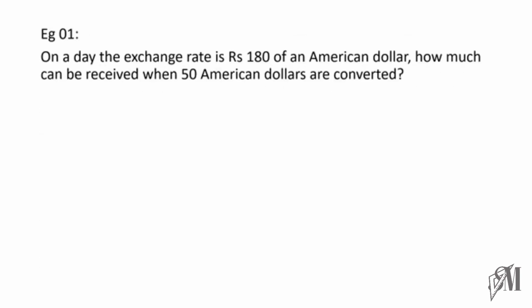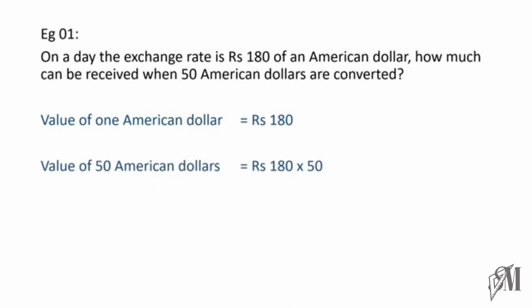Look at this example. On a day, the exchange rate is 180 rupees for an American dollar. How much can be received when 50 American dollars are converted? So, $1 is 180 rupees, $50. You can follow the unitary method. 1 American dollar is 180 rupees. Then 50 American dollars will be 180 into 50, that is 9,000 rupees. Okay, fine. Now let's go to another example.